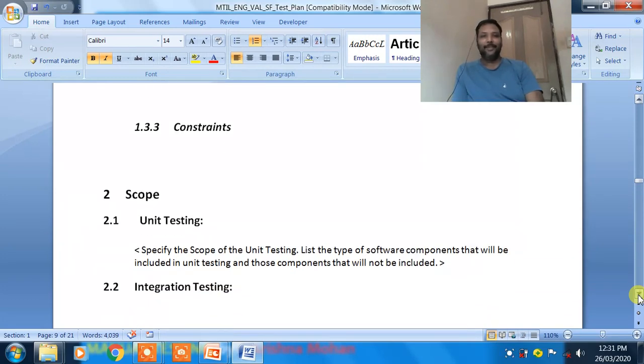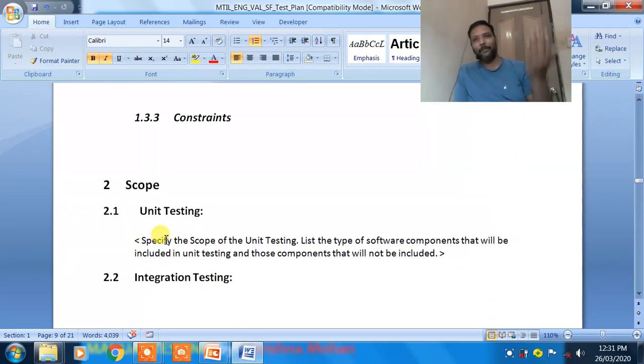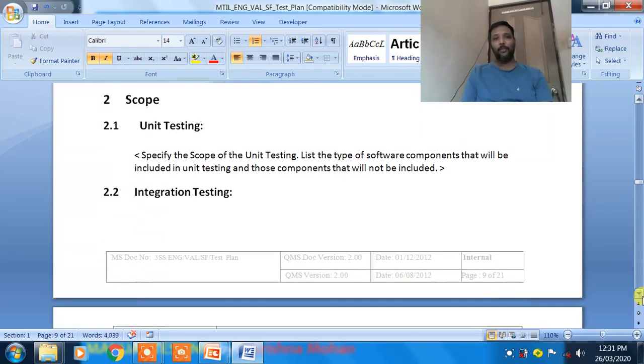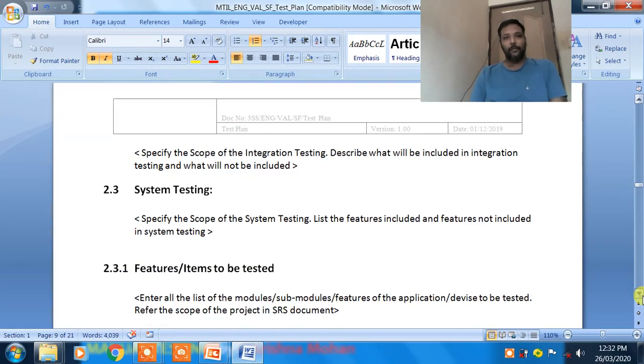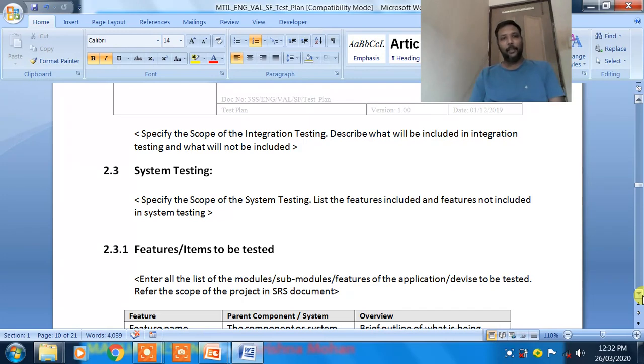Here we have written the scope. This will be first, and sometimes the scope will be at the very beginning. So there is the scope of testing. What is the scope of the unit testing? What is the scope of the integration testing? That means what are the things which are going to be tested. Then we have the system testing. What is the scope of the system testing?